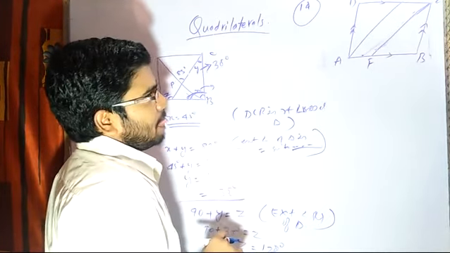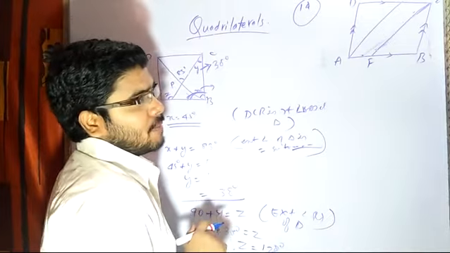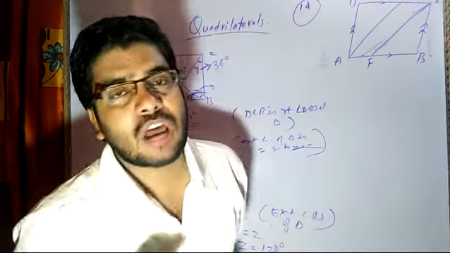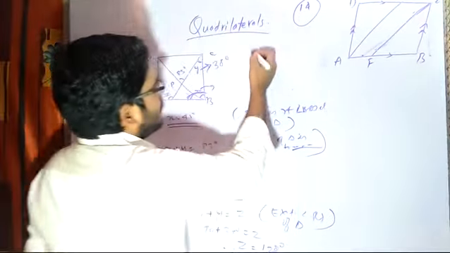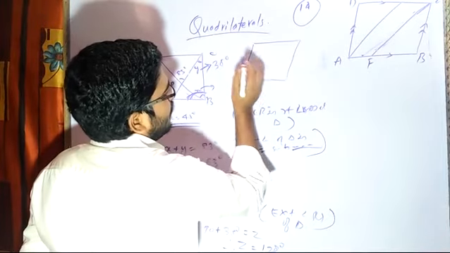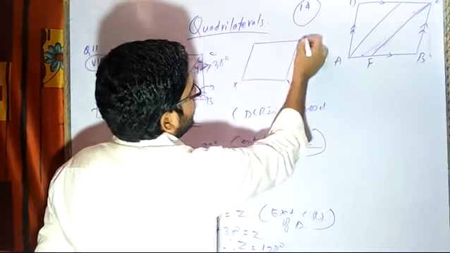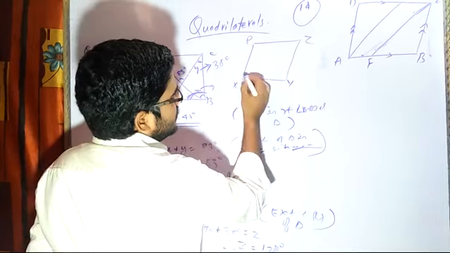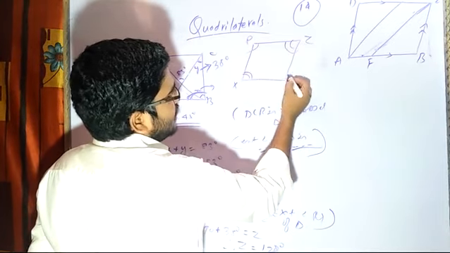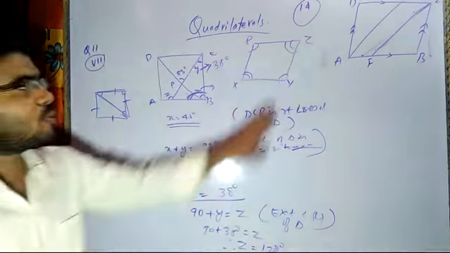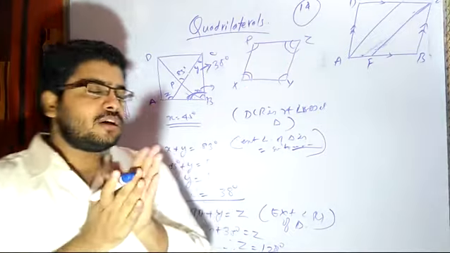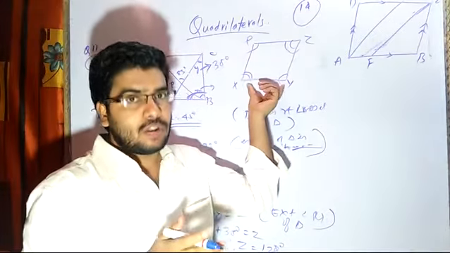After that, we know the property of a parallelogram, that opposite angles of a parallelogram are equal. Opposite angles of a parallelogram are equal. Suppose I am having a parallelogram X, Y, Z, P. So this angle will be equal to this angle. This angle will be equal to this angle. This is the property of a parallelogram.